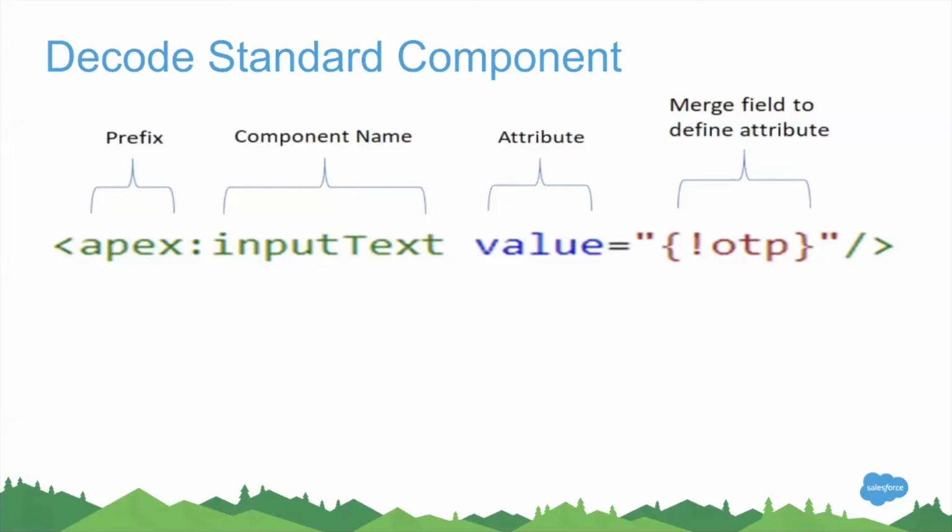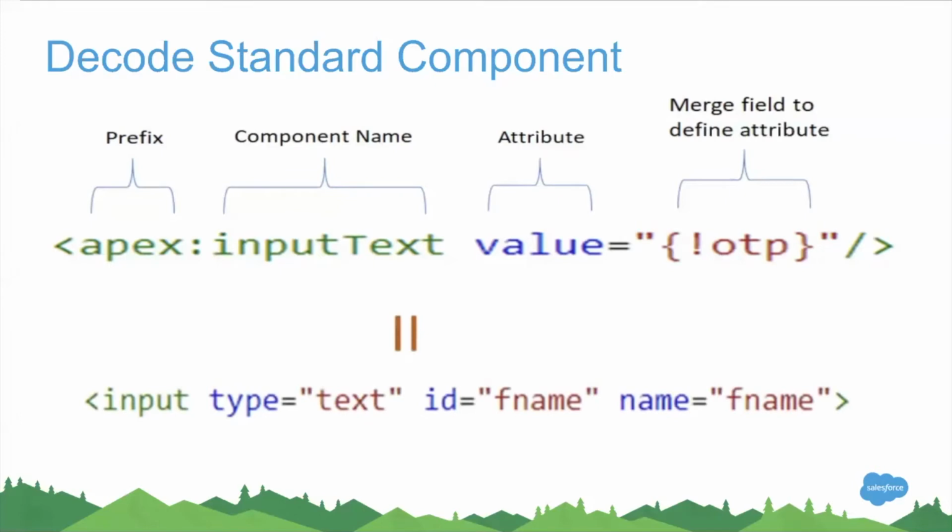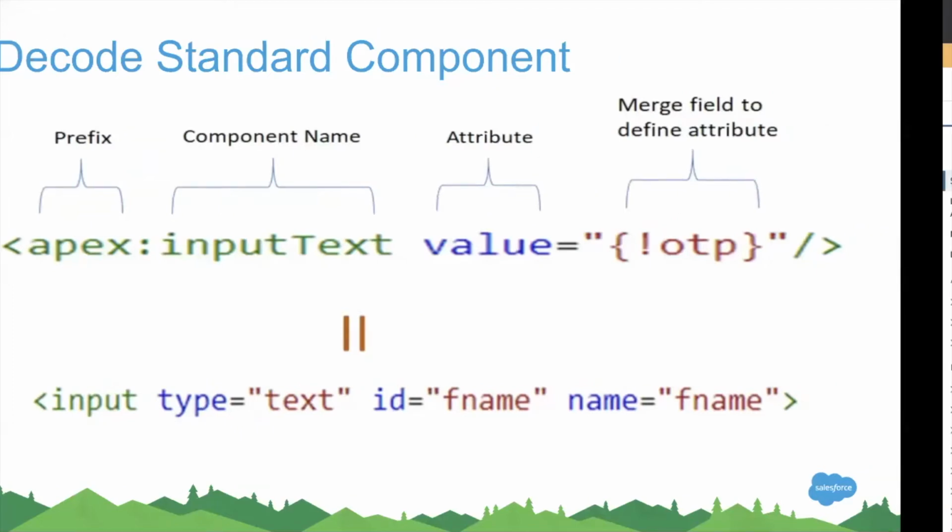What Salesforce does behind the scenes is convert this into a standard HTML tag, with respect to whatever you are using in the tag. This is what runs at the browser level, and the browser should understand it. So Salesforce converts it with respect to browser understandability. Let's see quickly how to create a Visualforce page.